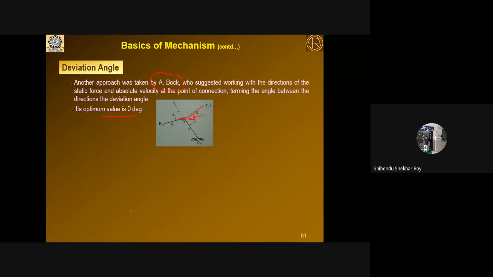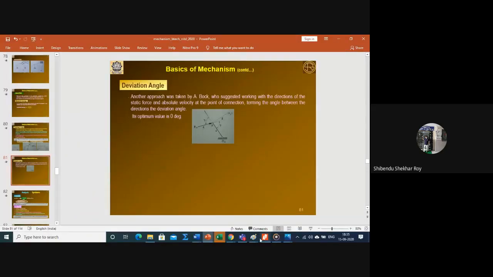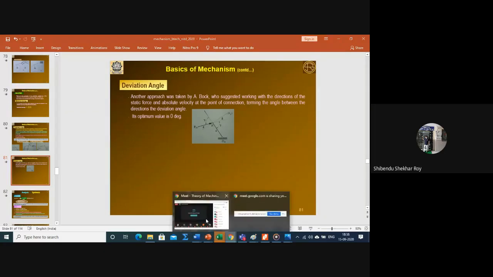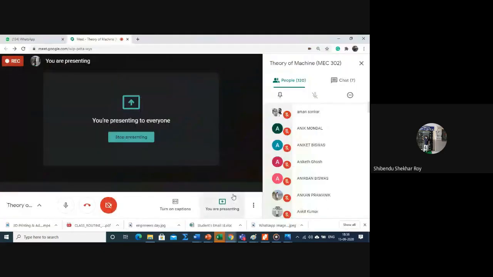And please check your kinematic diagram. A kinematic diagram is important for kinematic analysis, but for dynamic or kinetic analysis, along with the kinematic diagram, you should know the actual inertia or actual geometry of the mechanism. So I would like to stop here. If you have any doubt, you can tell me. Otherwise, I would like to stop my portion.